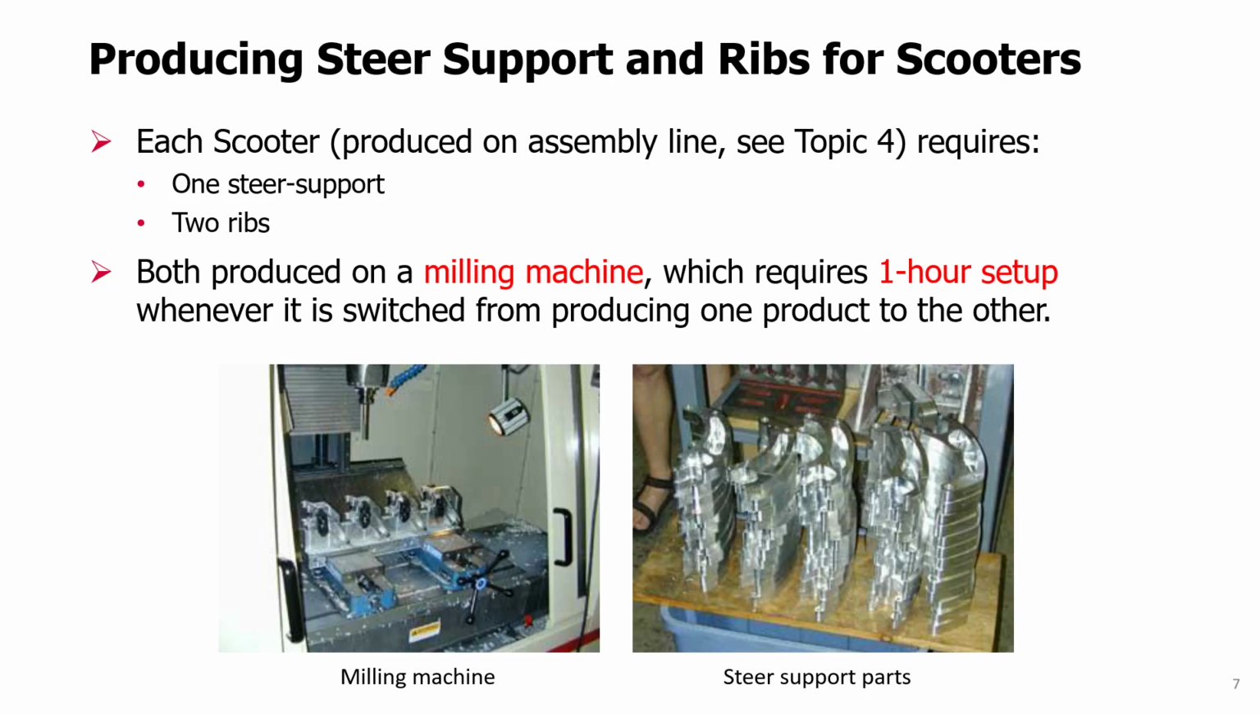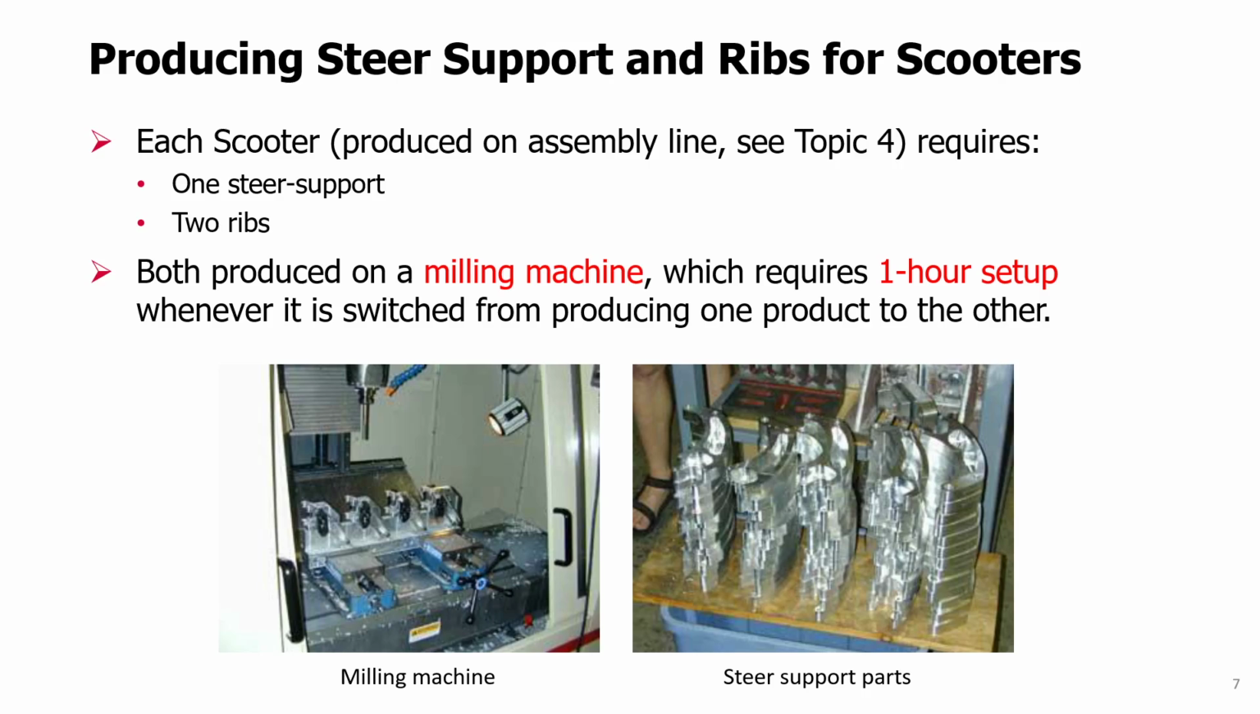If you recall, in topic 4, we had an assembly line that produced scooters, and each scooter in this assembly line requires two types of parts. It requires one steer support that is produced on a milling machine, which we will consider here, and it also requires two ribs, which are also produced on the same milling machine.